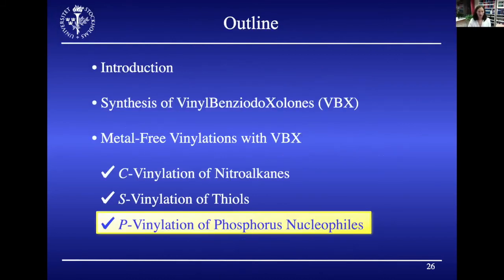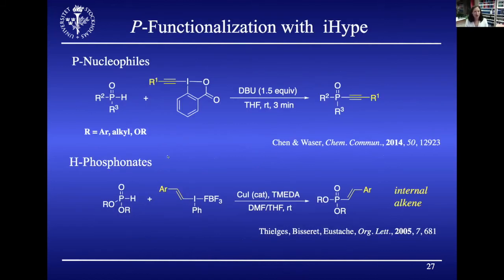Okay, so with that, I'll go over to the P-vinylation chemistry. So we were looking into the literature about functionalization of phosphorus nucleophiles with iodine(III) reagents. And again, there was a paper by Waser's group where they had used EBX to form these alkynylated species, and they could do that with a variety of phosphorus nucleophiles. There was also one example on H-phosphonates where they took a vinyl iodonium salt and copper catalysis to form this internal alkene here.